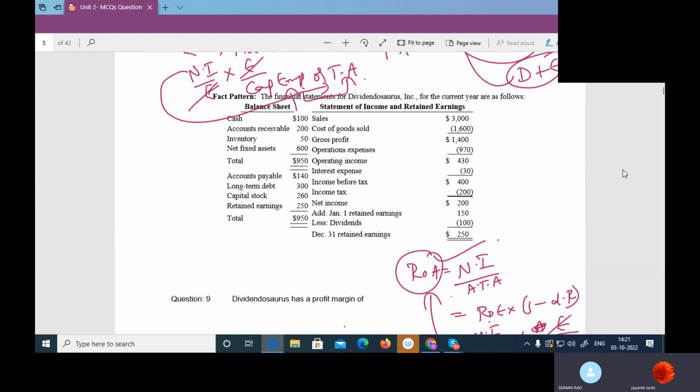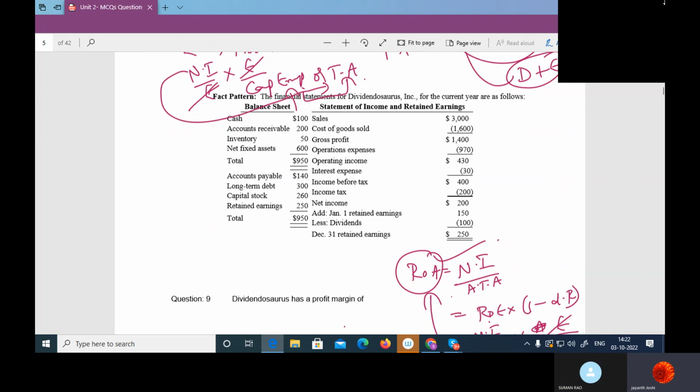What do we have to find out in this? You can just see the question, which is written at the bottom. The dividend has a profit margin of... We have to find the profit margin of what? Sales. They're asking you net profit margin.